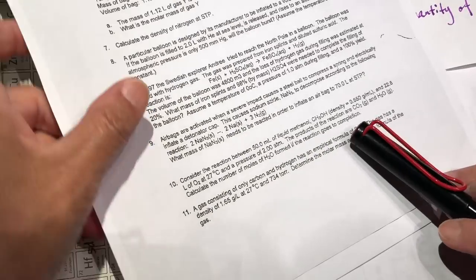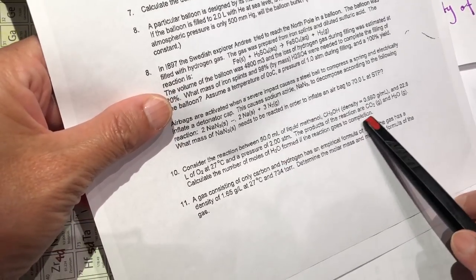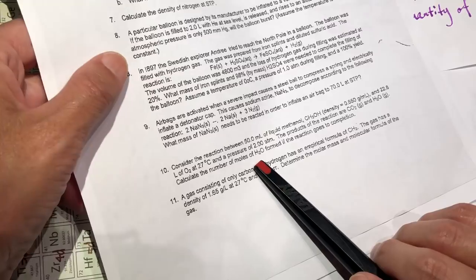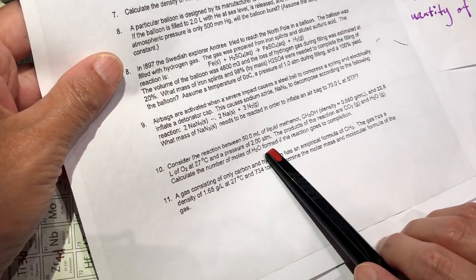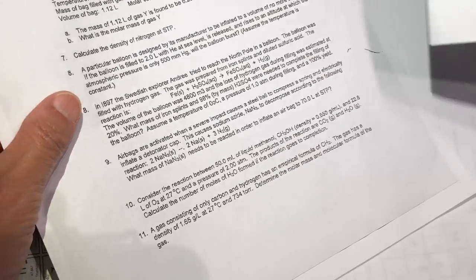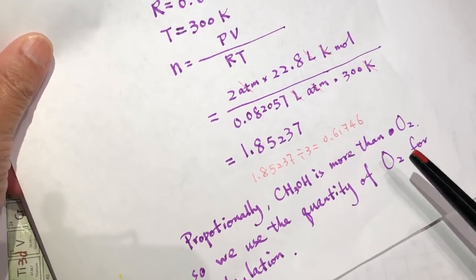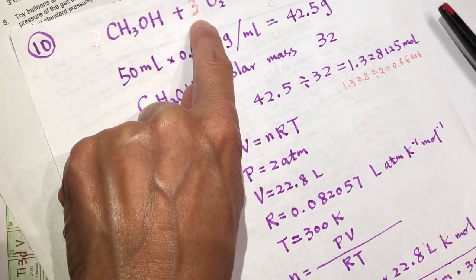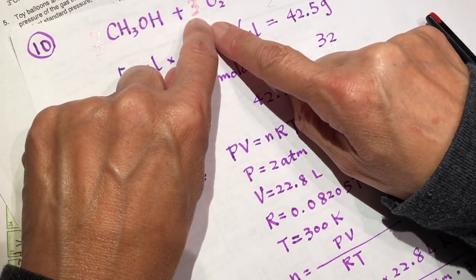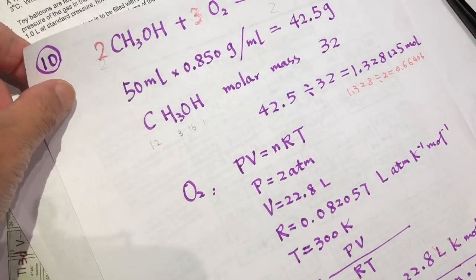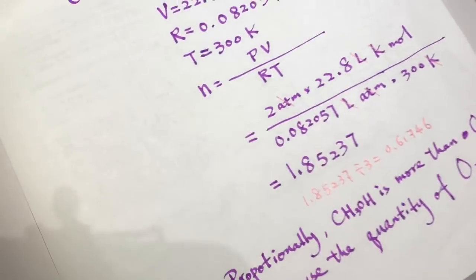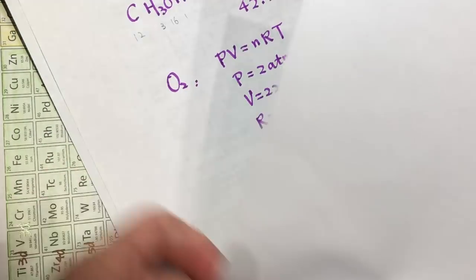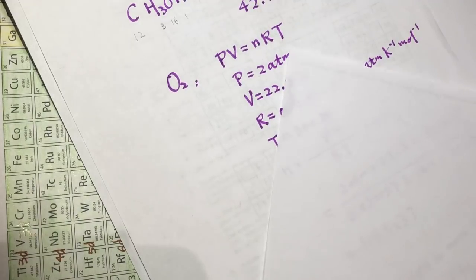Now we keep on with number 10: calculate the number of moles of water formed if the reaction goes to completion. Oxygen is this, and how much water do we get? I have a hard time explaining. Oxygen.